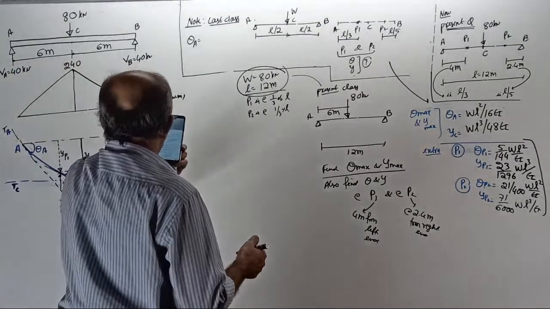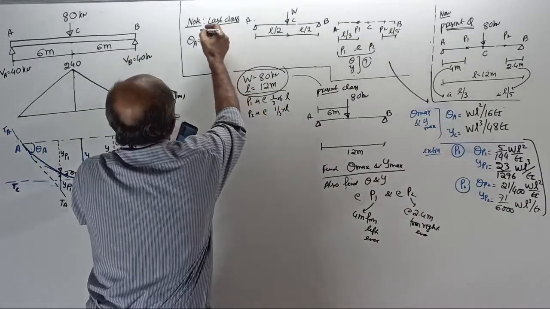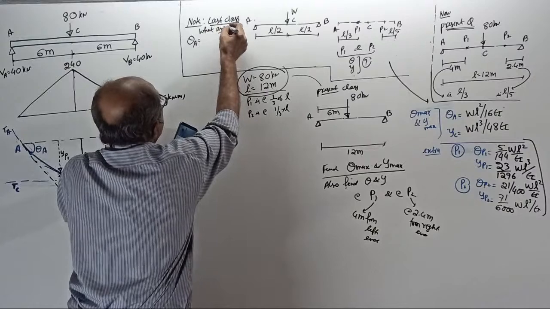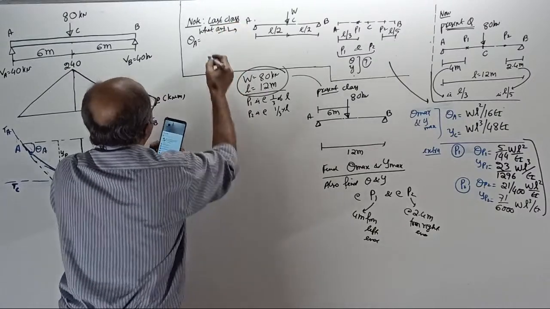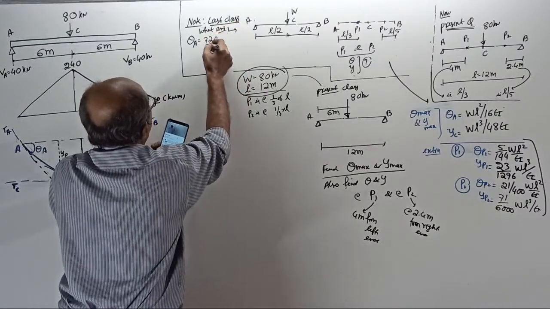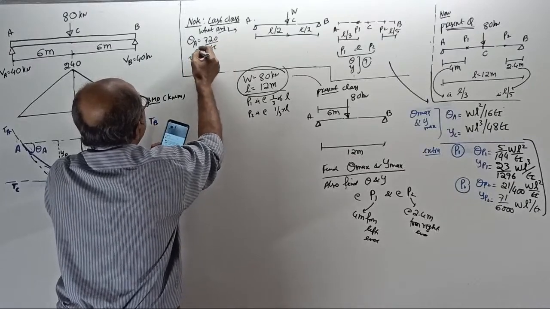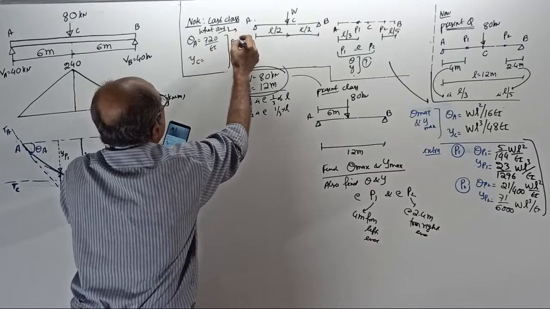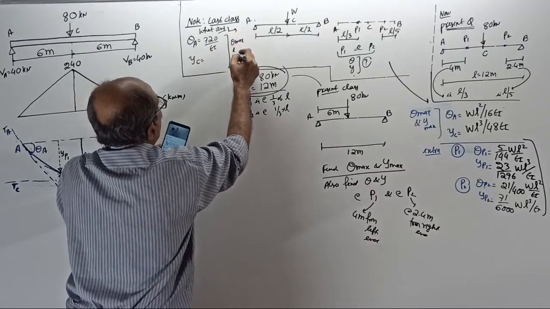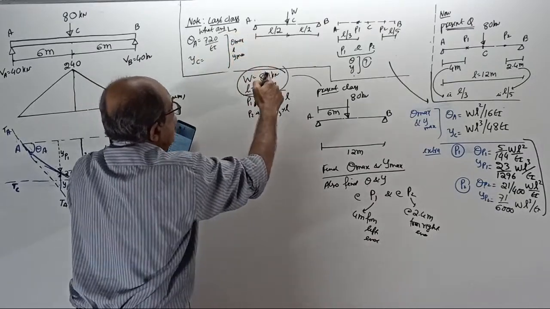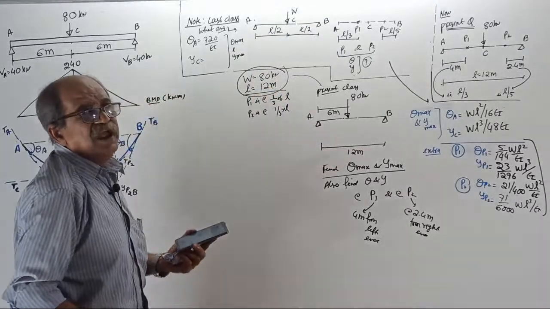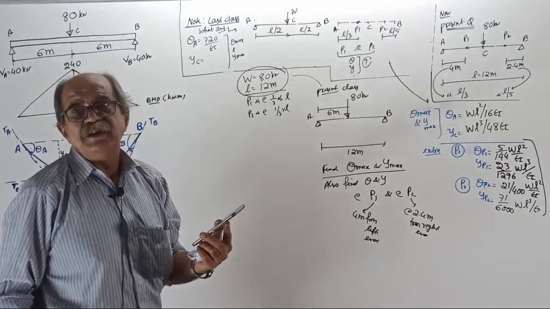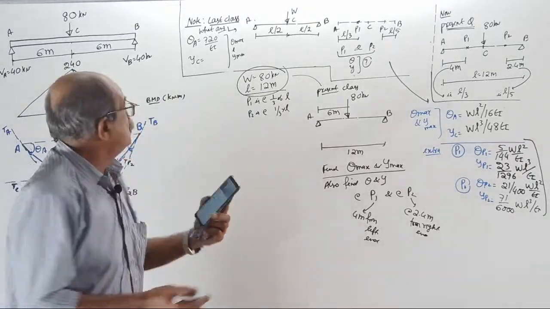Fast, fast. What are we writing? What answer should come today? 720 by EI, we hope it will come. What is Y, the deflection? These are theta max and Y max. What is Y maximum? 80 into 12 cube divided by 48. Tell the answer. Because it is the same book work. 2880.